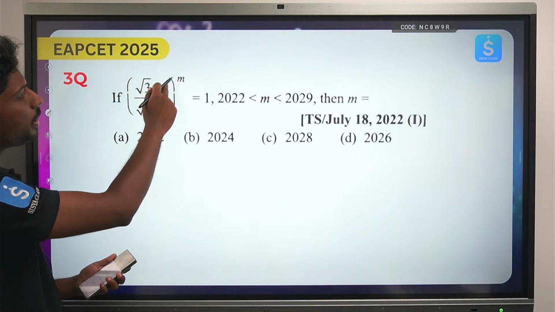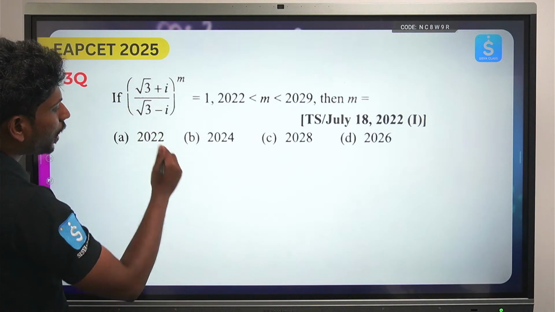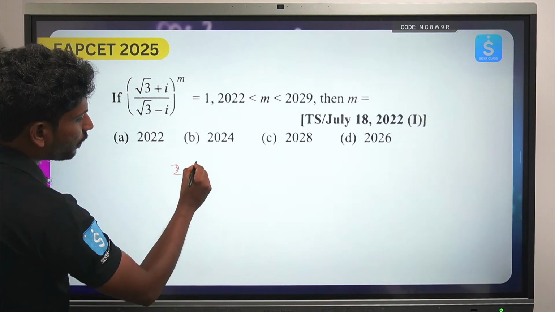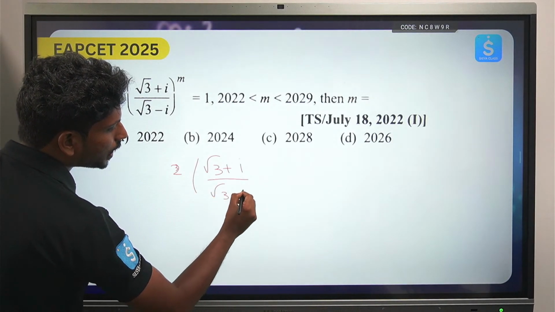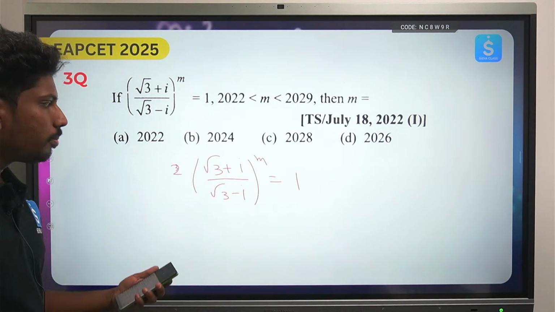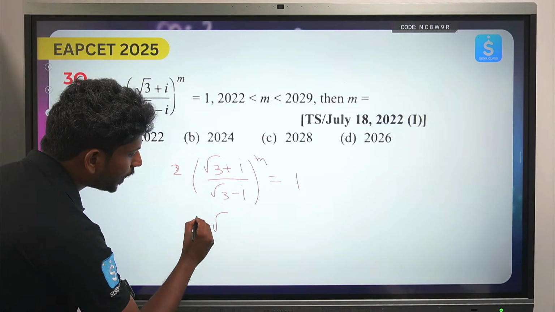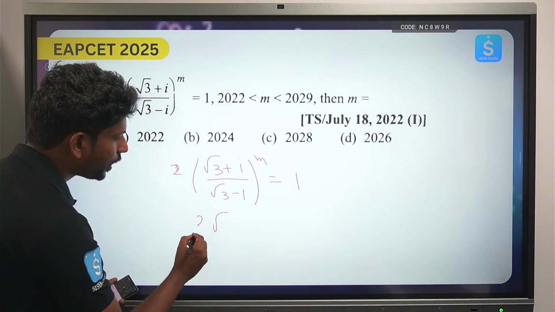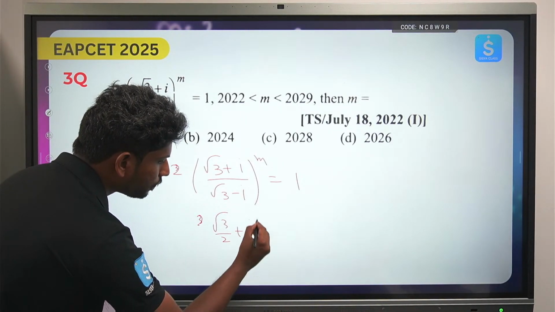We have root 3 plus i by root 3 minus i, whole to the power n. So can I divide and multiply by 2? So look here, first root 3 plus i by root 3 minus i whole to the power m is equals to 1. Now you see clearly here, root 3, the same technique again, what do I do? Divide and multiply by 2. So I am dividing by 2: root 3 by 2 plus i by 2.